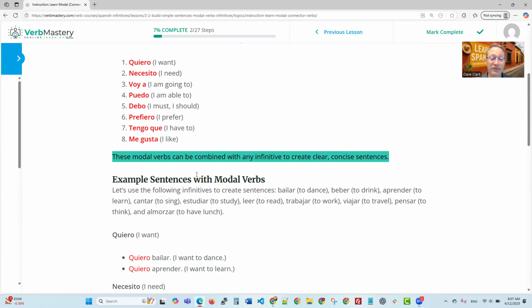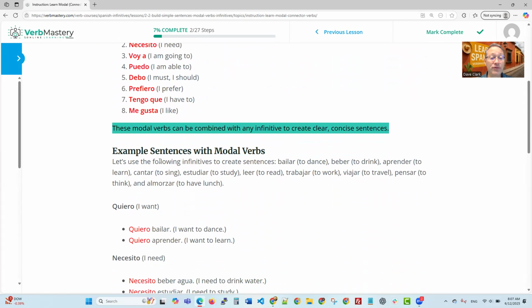Here are some example sentences with modal verbs. Let's use the following infinitives to create sentences with the modal verbs. So the first one we're going to learn is bailar, which means to dance. Beber means to drink. Aprender means to learn. Now, in Spanish, it's important to say these words aloud. As you're listening to this, say them aloud with me or after me. I'll leave a space so you can do that now. The next one is cantar.